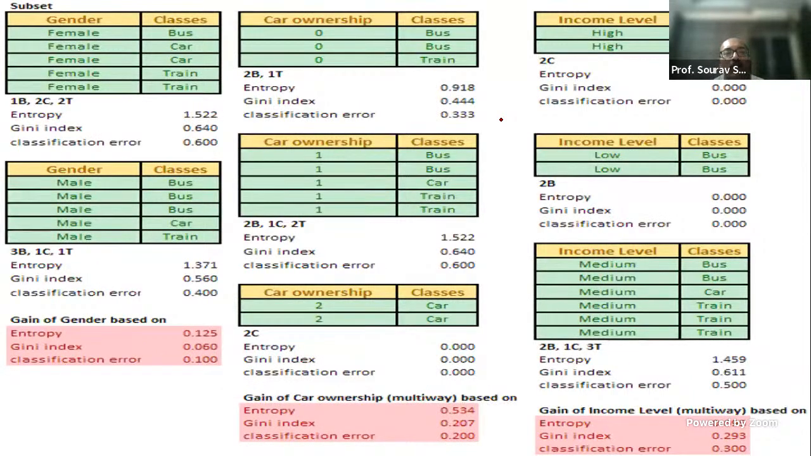Anyway, I'm not going into the calculation for it. I think how it is being done, we have already discussed, right? This is what we are getting. It is split by the gender. It is split by the car ownership. It is split by the income level, right? These are basically the change in the impurity values in the different cases. What I need to do right now is a comparison.